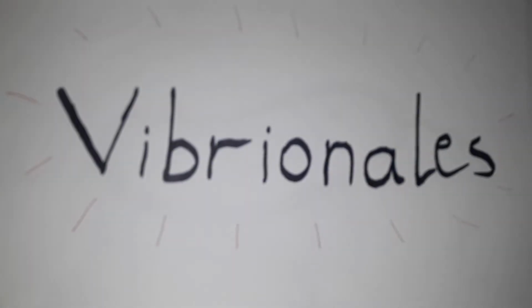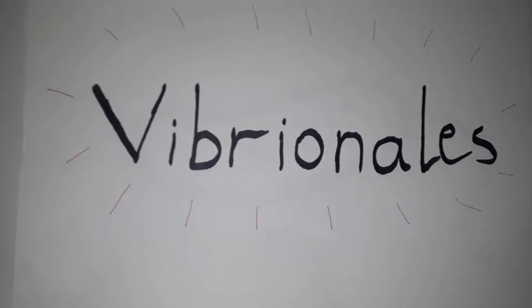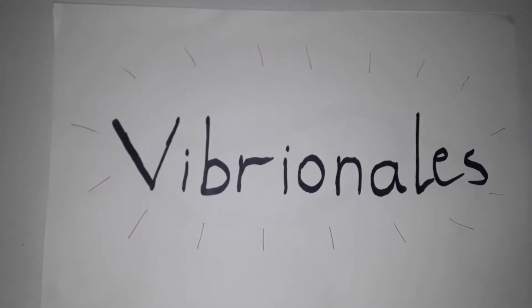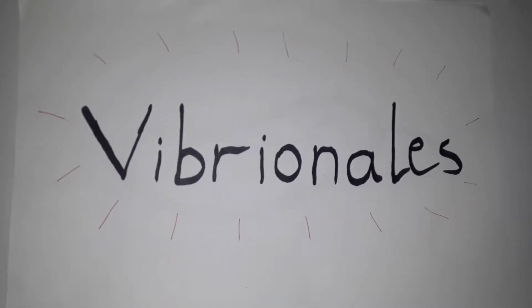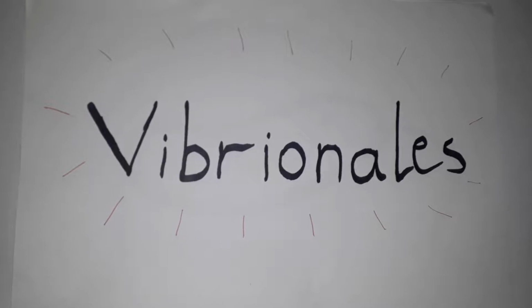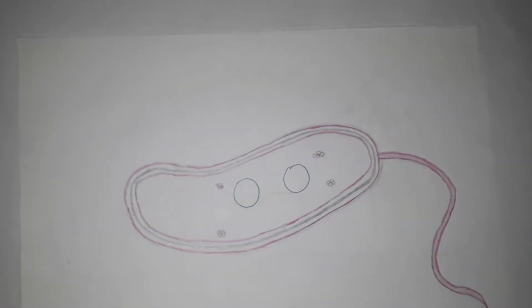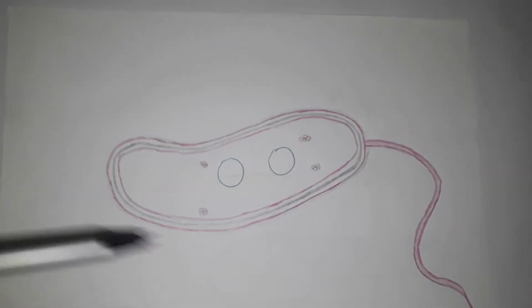Hello everyone, in this video I will be talking about a specific order of bacteria called Vibrionales. Vibrio belong to the phylum Proteobacteria, specifically Gamma Proteobacteria, and members of this group usually inhabit salt or fresh water. Now, all Vibrionales share similar structural characteristics: a curved rod shape, as you can see here.